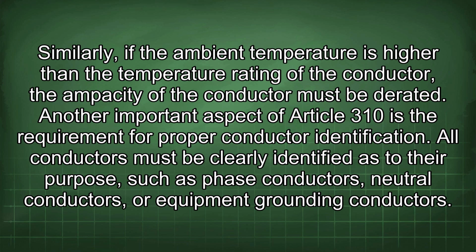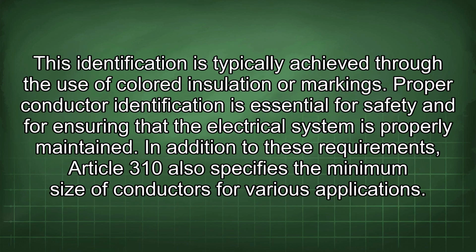be derated. Another important aspect of Article 310 is the requirement for proper conductor identification. All conductors must be clearly identified as to their purpose, such as phase conductors, neutral conductors, or equipment grounding conductors. This identification is typically achieved through the use of colored insulation or markings. Proper conductor identification is essential for safety and for ensuring that the electrical system is properly maintained.